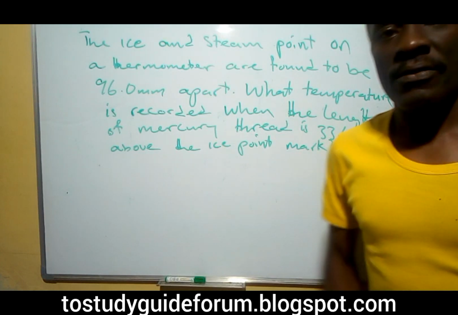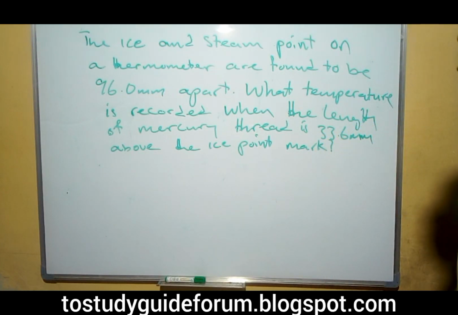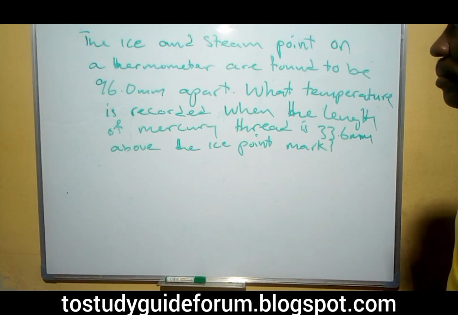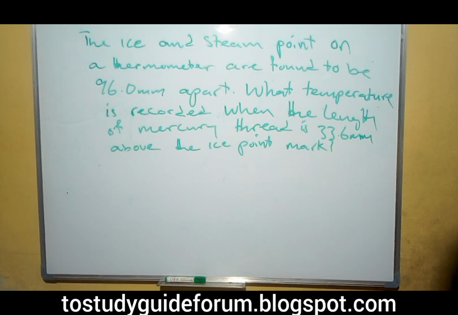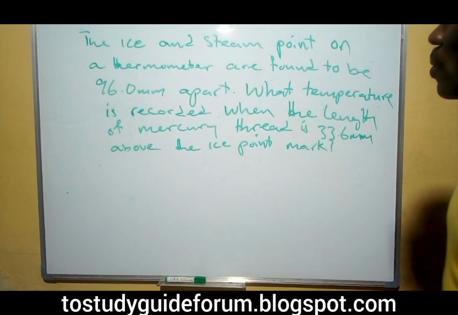Welcome to the study guide. This time we're going to study this question: the ice and steam points on a thermometer are found to be 96 millimeter apart. What temperature is recorded when the length of the mercury thread is 33.6 millimeter above the ice point mark? So, let's look at this.